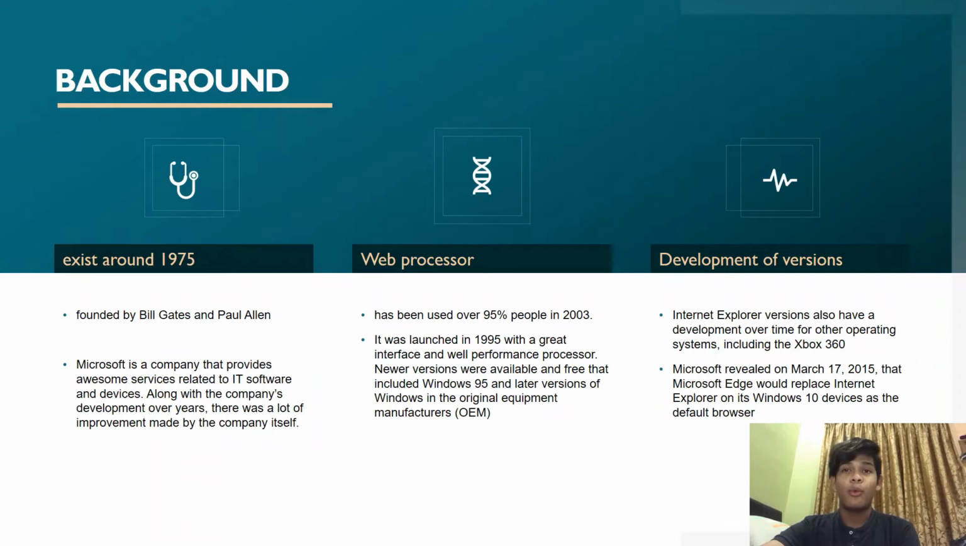Internet Explorer as a web browser was used by over 95% of people in 2003. It was launched in 1995 with a great interface and a well-performing processor. Newer versions were available and free, included with Windows 95 and later versions of Windows in the original equipment manufacturers, also known as OEM. Internet Explorer versions also developed over time for other operating systems, including the Xbox 360.